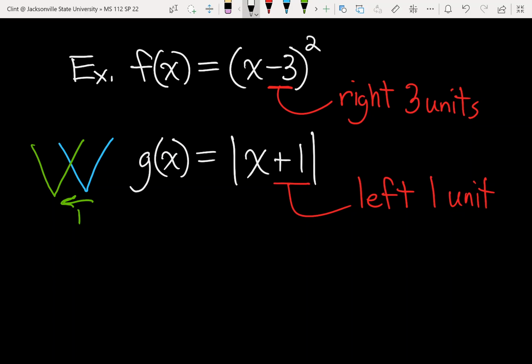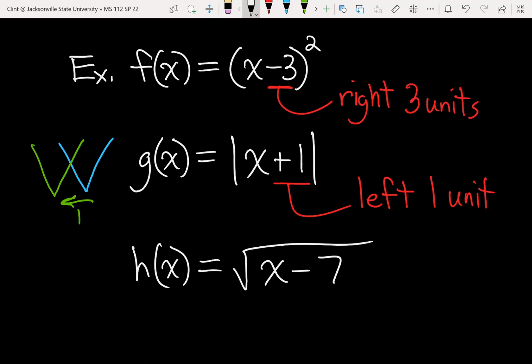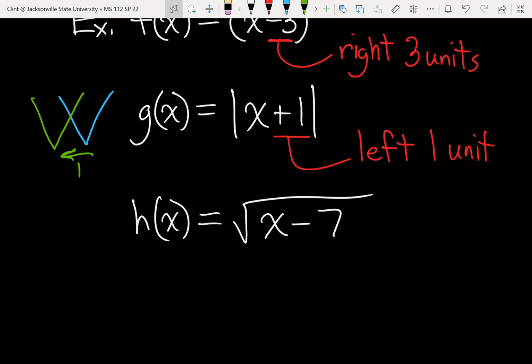And then if we have a radical involved, the way they look is we'll have plus or minus some number underneath the radical. That would be a horizontal shift in this case. So minus 7 means we would shift the graph to the right 7 units.